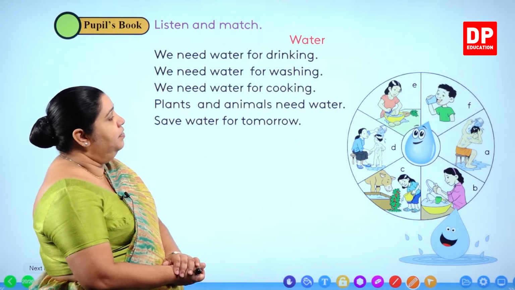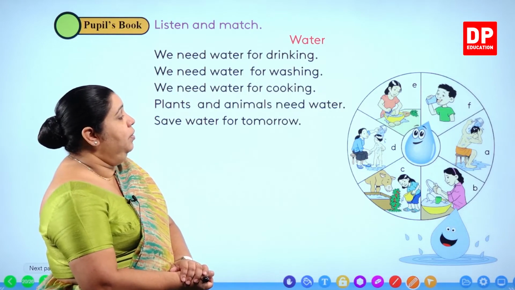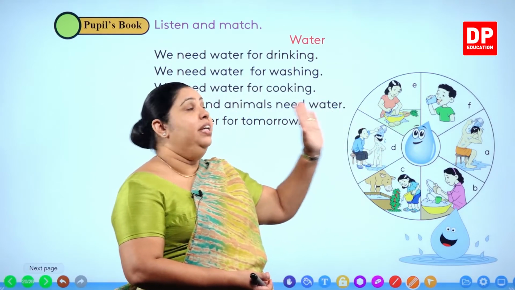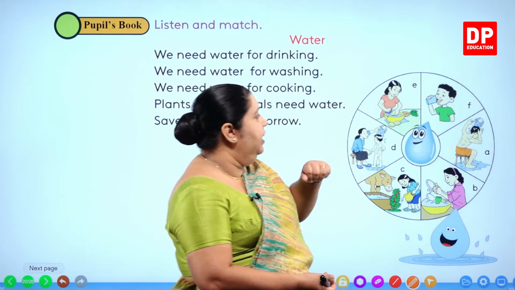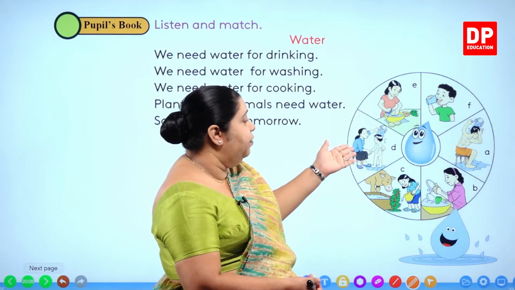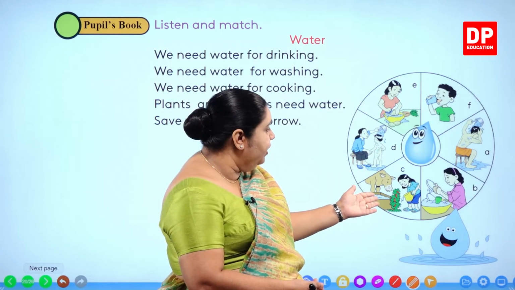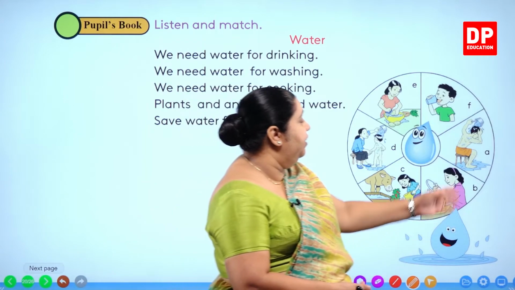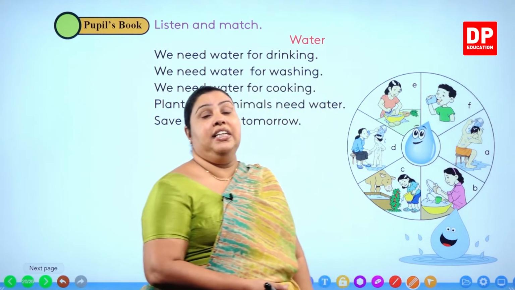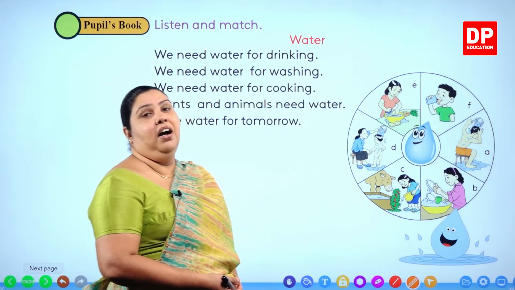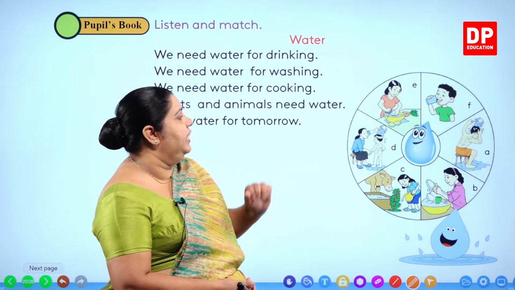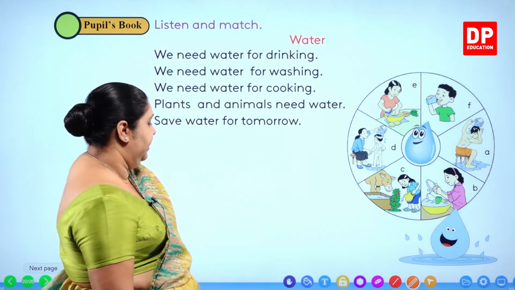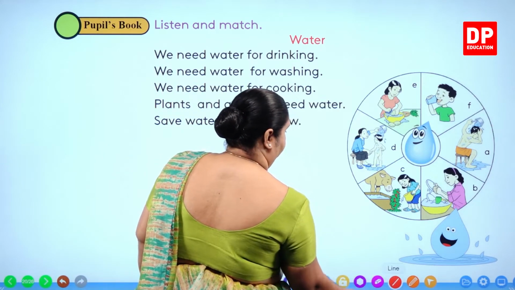Save water for tomorrow. Oh, because we need water for all these things. It's not only a few things. We need water to drink. We need water to cook. We need water to bathe. We need water for plants and animals. We need water for washing. Then we need water for cleaning ourselves, bathing. Can you see? So all these things need water. Now it's time for us to match the pictures with the sentences. Right. Now let's see.